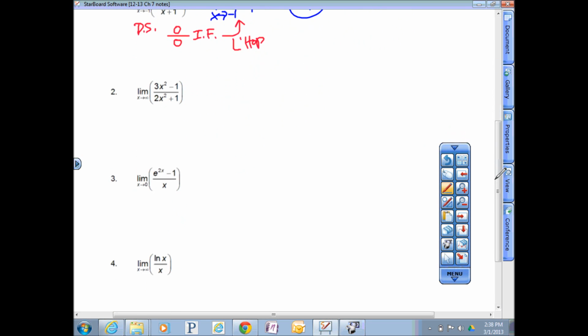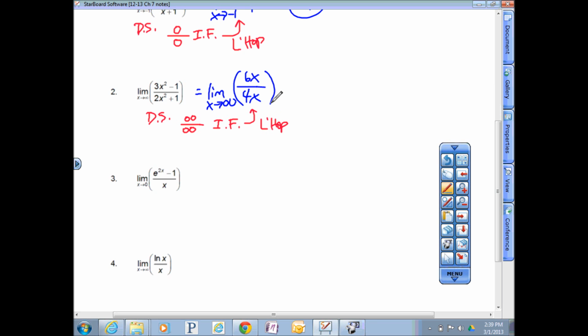Second one, let's try it again. So now we've got infinities going on here. If I do direct substitution, what I've got is 3 times an infinity minus 1 over 2 times an infinity plus 1. Well, which one's going to get there first? We don't know. And how's that really going to work out? So this is another indeterminate form. So let's do L'Hopital's Rule. It says the limit as x approaches infinity of 6x over 4x would be the same as trying to carry out that original limit.